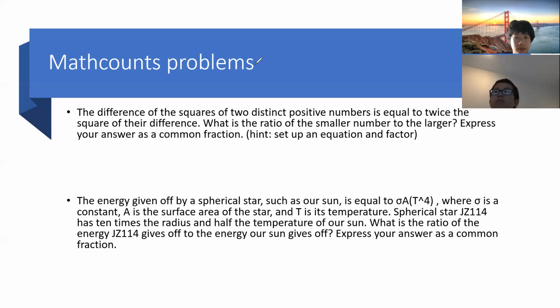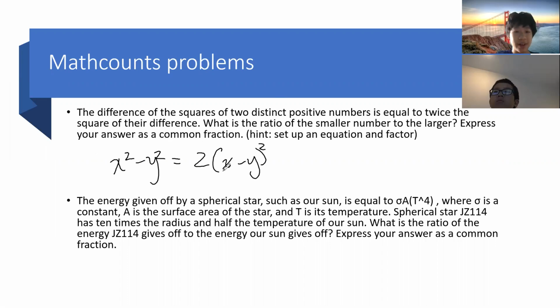Alrighty, so for the first one, the difference of the squares of 2 positive integers is equal to twice the square of their difference. Let's unpack this statement here. The difference of the squares, which means that it's x squared minus y squared, equal to twice, 2 times the square of their difference. So the difference squared. So this is the equation we have.